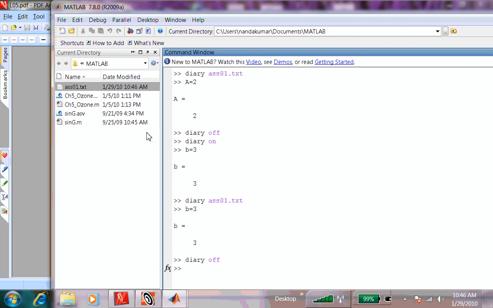What I did before was I said b equal to 3, and I didn't close the diary off. That's probably the reason I didn't get an echo of that. If that is true, then I entered b equal to 3 again, and then I closed off the diary. So it would have pushed all the buffer into that file, and I should have that entry twice.